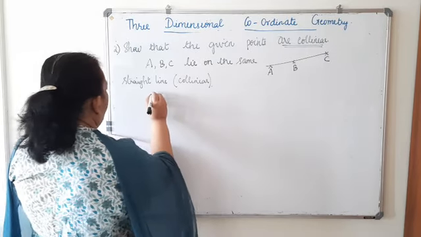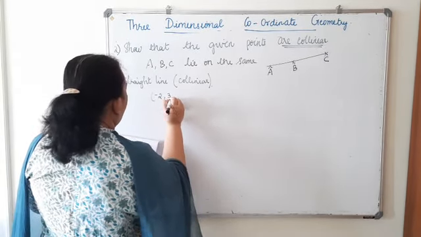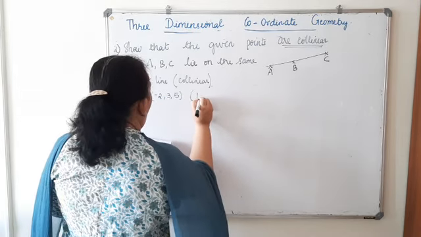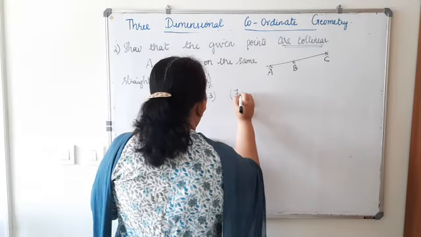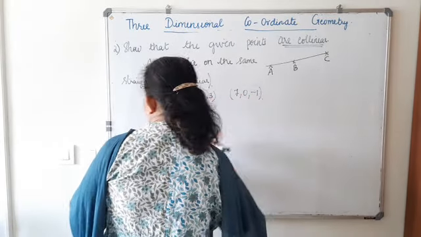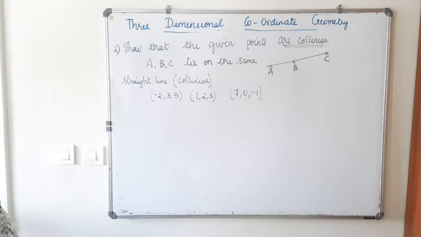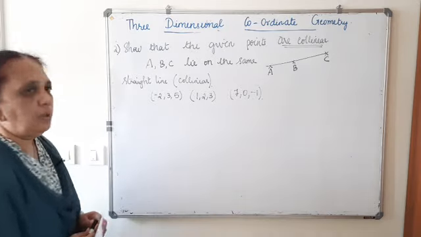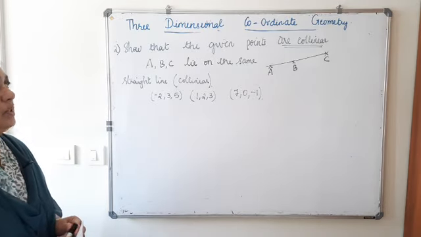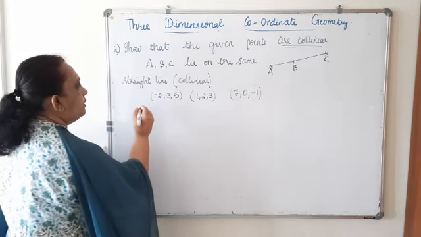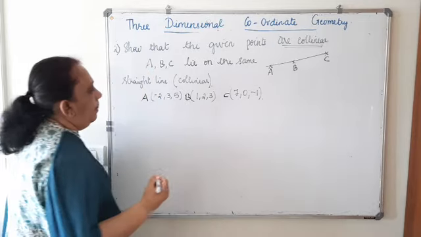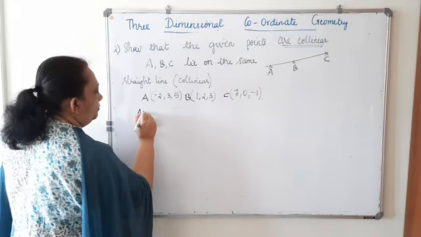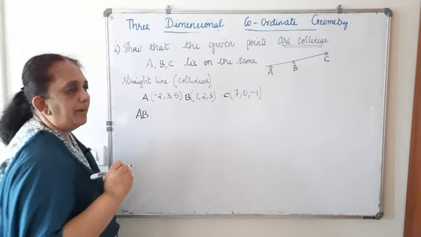What are the 3 points? Minus 2, 3, 5; 1, 2, 3; 7, 0, minus 1. Now, how can you show that the 3 points are collinear? If you want to show that the 3 points are collinear, make use of the distance formula. Let us mark these points as A, B and C. Find the distance AB. Only for one, I am writing the formula.